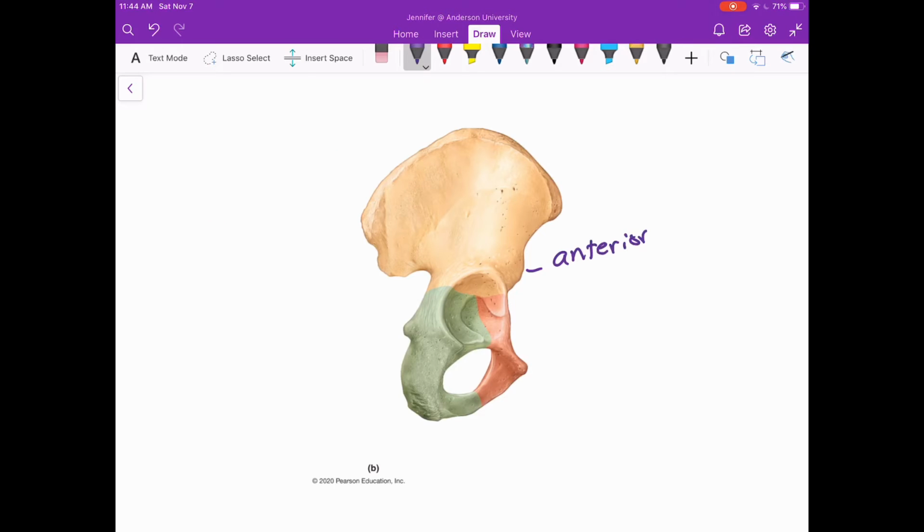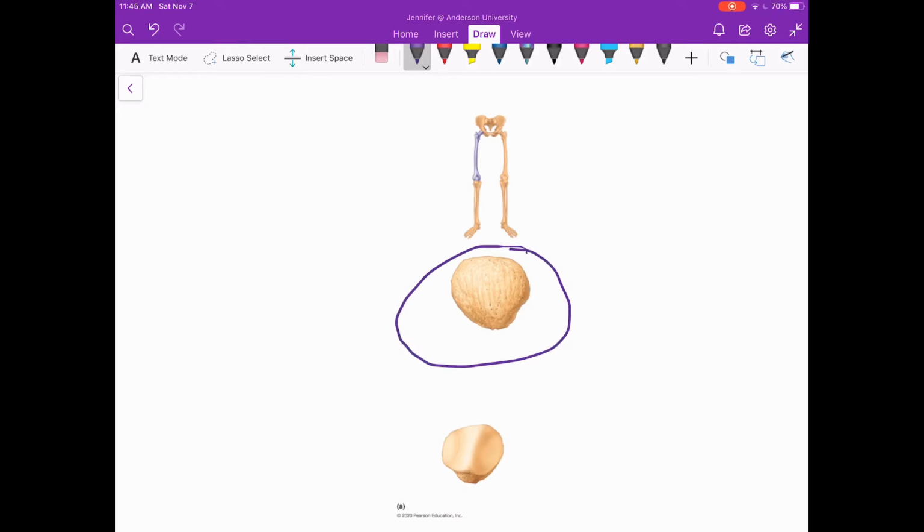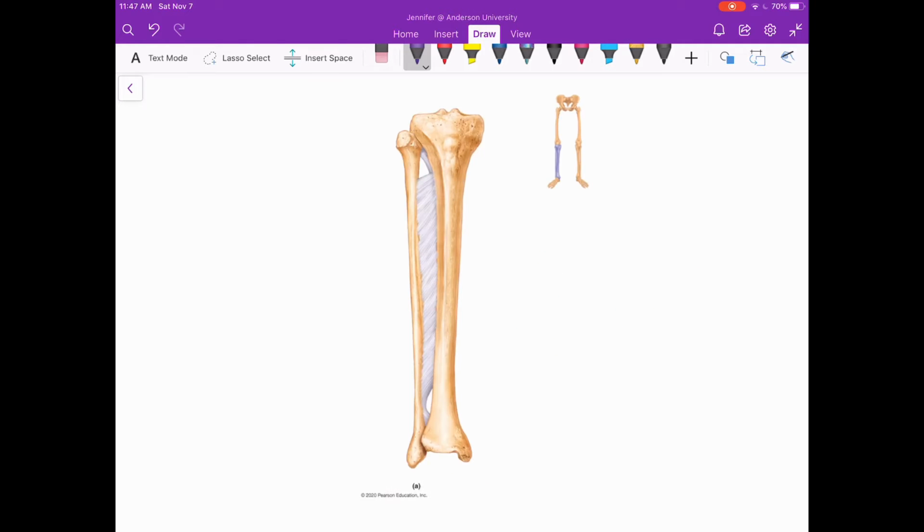Here we have part of a pelvis, so you can see the anterior inferior iliac spine as well as the acetabulum. Here we have a patella, which is pretty self-explanatory and easy to identify. Here we have the fibula and the tibia, so we can see the tibial tuberosity.